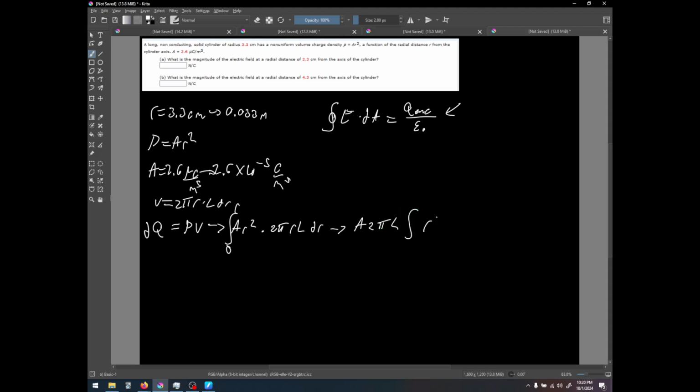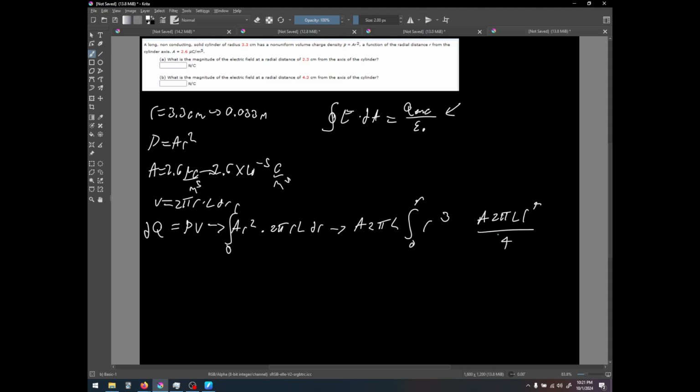This used to be r squared, from 0 to r. R becomes r cubed, because there's an r here and there are 2 r's right there. So this is going to be 2 pi l r fourth over 4.